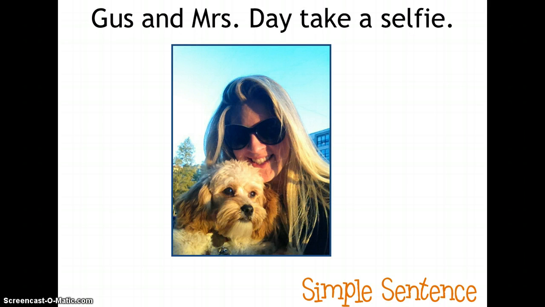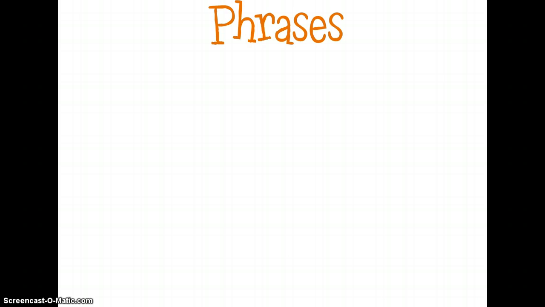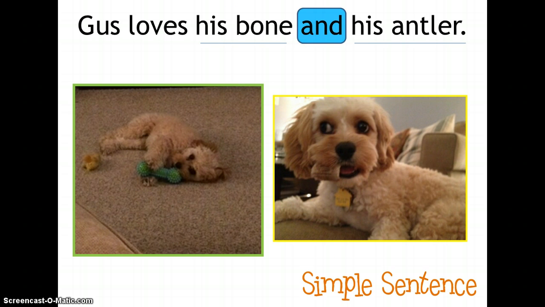How about this one? Gus and Mrs. Day take a selfie. So here we have 2 pieces of our subject. We have Gus and we have Mrs. Day. This would be an example of what we call a compound subject simple sentence. There's more than one person or animal doing the taking. It's 2 together. So we have a compound subject, but still a simple sentence. If we look before, this would be having a compound part of our predicate.